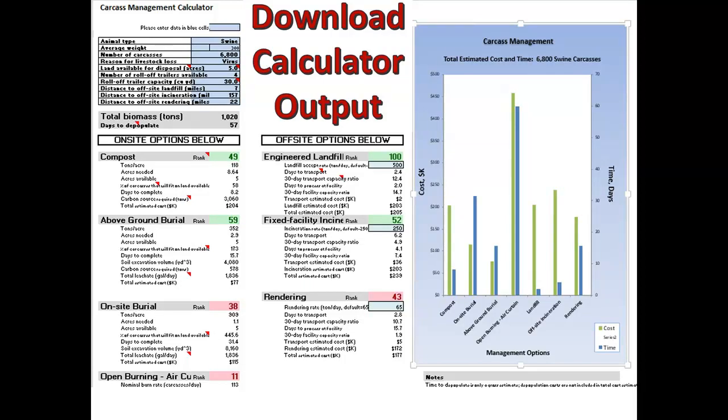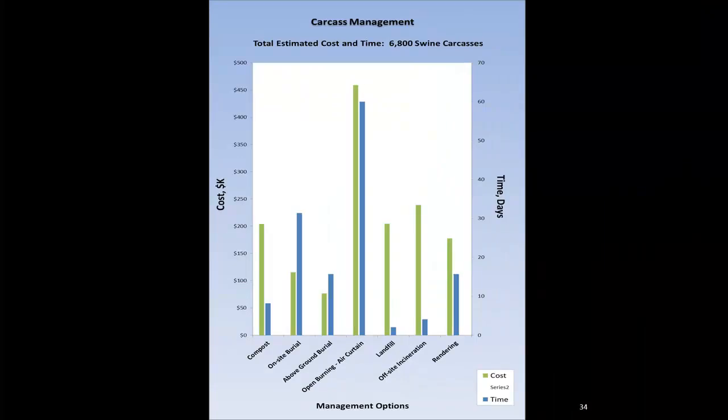This output is what you'll want to use to help you decide what to put in your site-specific disposal plan. So one thing you might want to look at quickly is this graph, and it is time and cost, time being blue bars, cost being green, on-site options on the left, off-site options on the right. Presumably you want to keep the carcasses on farm if possible, so you'll start looking at the 4 on the left. I see right off that open burning one is crazy, time-consuming, and expensive, so I'm going to disregard that for now. I'm going to focus on those other 3.